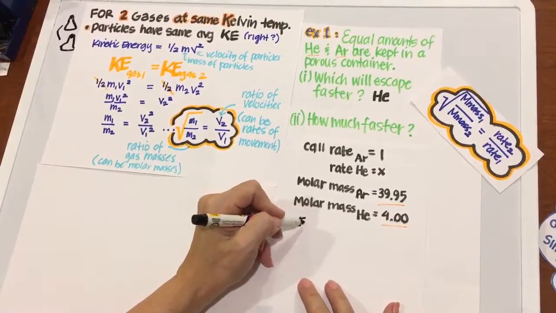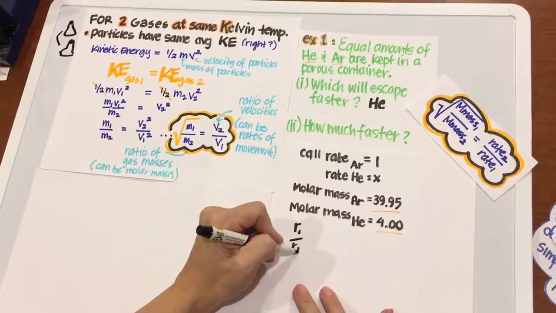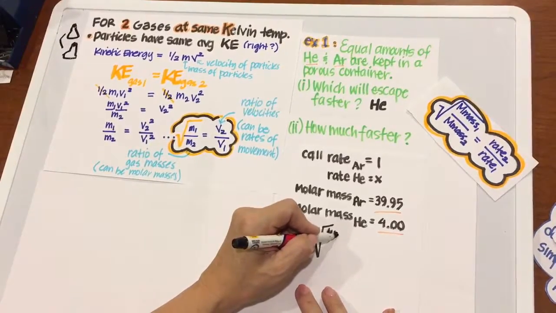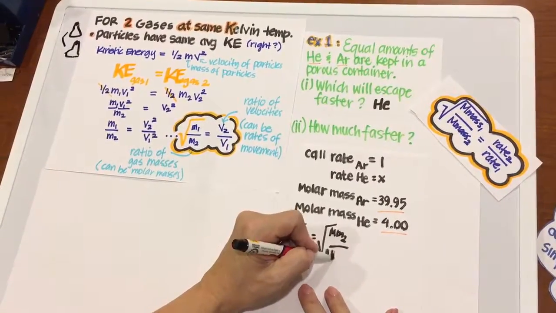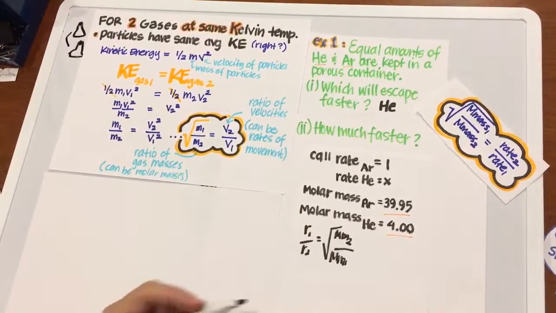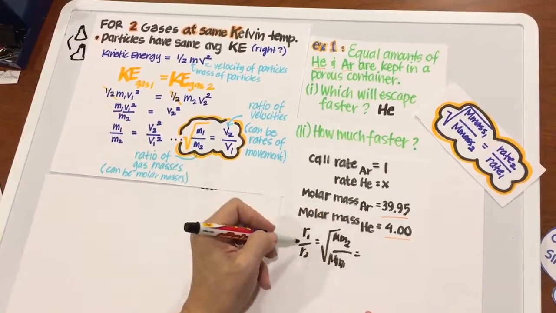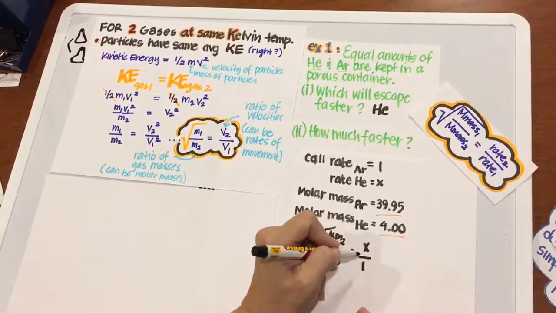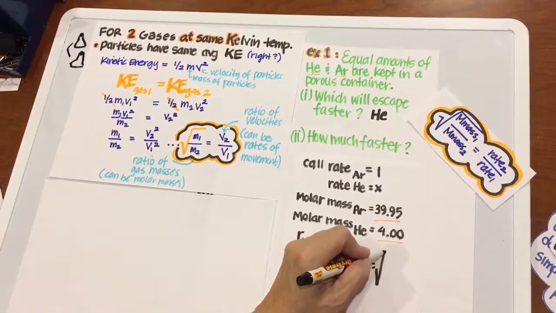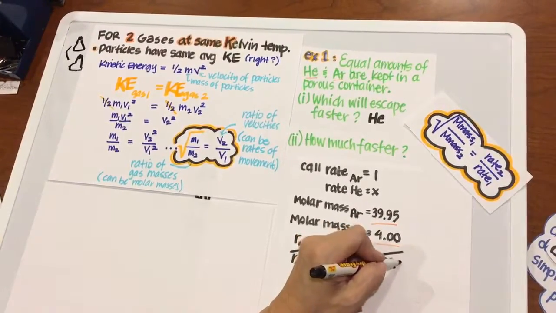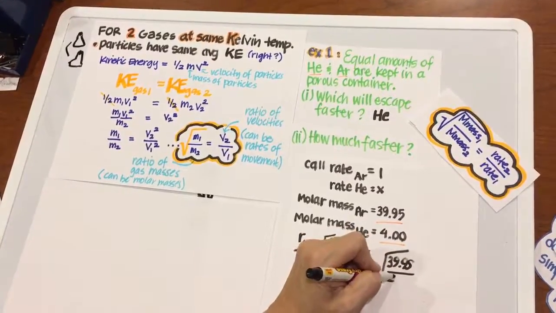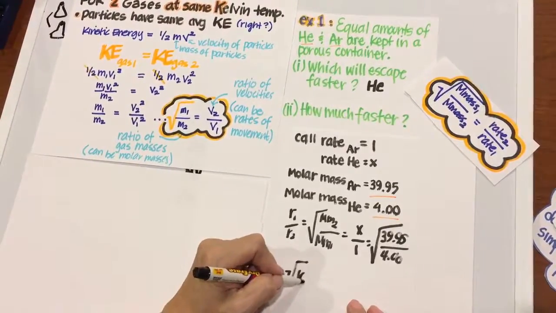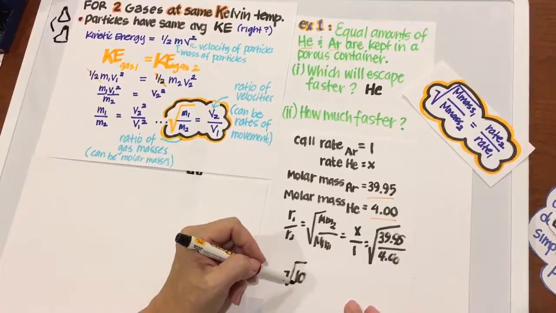I'm going to write the rate of 1 over the rate of 2 is going to equal the square root of the molar mass of 2 over the molar mass of 1. All right? So that means I'm going to let helium be gas 1. X over 1 is going to equal the square root of 39.95 over 4.00. Well, that's just basically the square root of 10. 40 divided by 4 is 10.